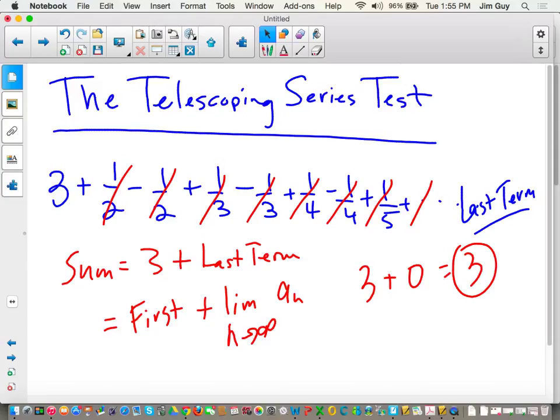Okay. Other questions on the telescope? That's it for the telescoping series test, by the way. 2 of 10 tests. Yeah, David. What's the equation for k plus?